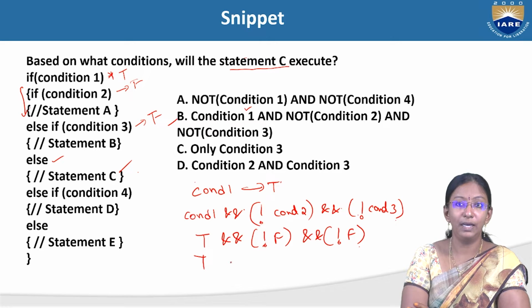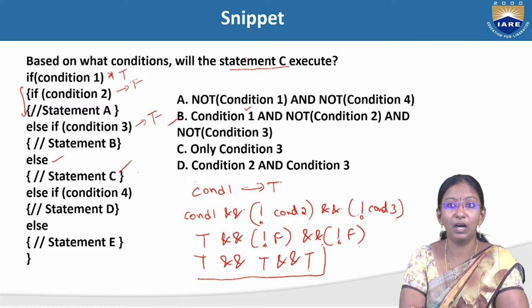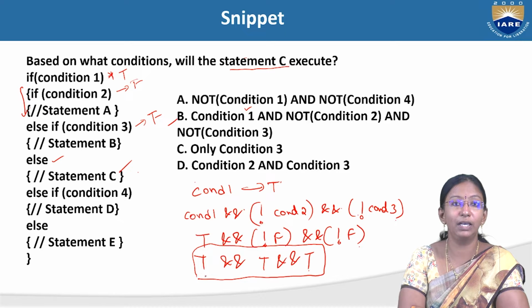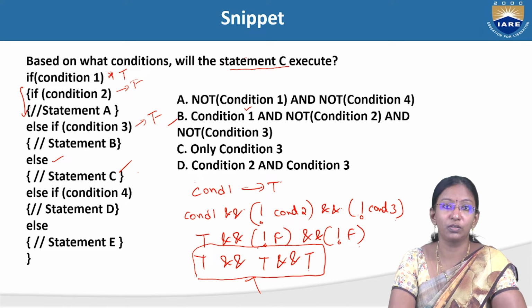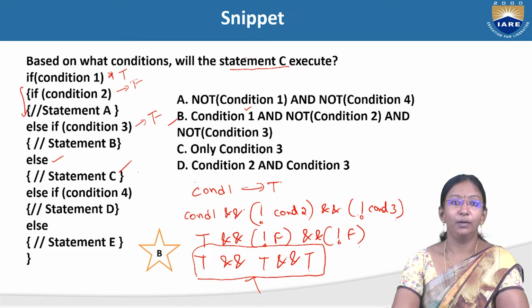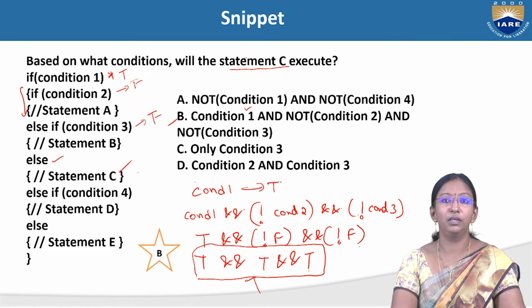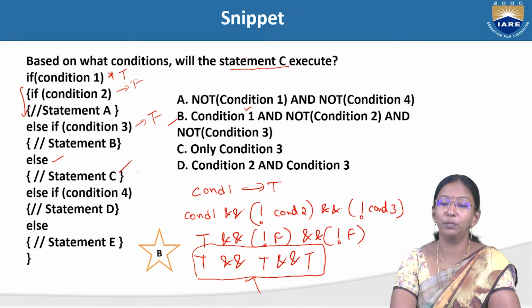So true and true and true. What is the not of false? True, right? If all the conditions which are connected with logical AND are true, obviously the result is true. So B suits. I am expecting that B is the right answer. Yes, B is the right answer. As I said, broadly, separate it, try to evaluate one by one. That will be quite easy for you.